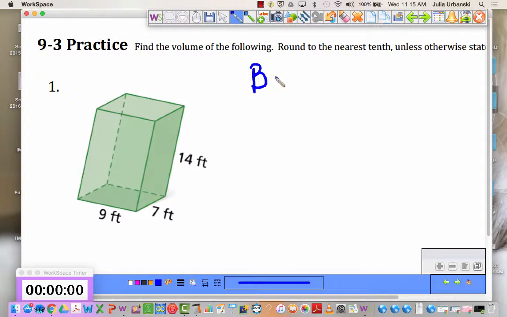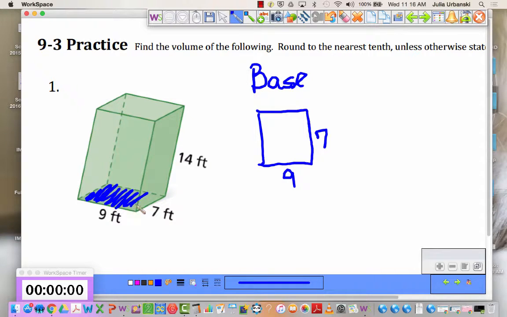Just like last night's homework, find the base. And if you were doing this problem on your own, there's three different possibilities. It's a rectangle, 9 times 7. This isn't a square, it's a rectangle. The 9 and the 7 can be the base. You could use different ones as the base, but you would have to change other things around. In the end, it would come out to the same answer. All right, it's all about finding that base.